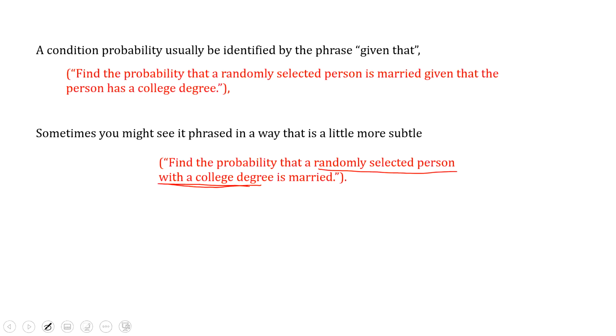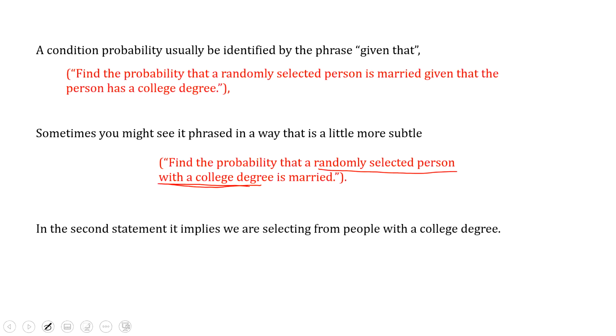Does that make sense? Can everybody see how that works out? I hope you do, because conditional probabilities can be a little confusing, but they're fairly straightforward once you understand what's being asked when you're looking at your data. Again, the second statement implies that we're selecting from people with a college degree.